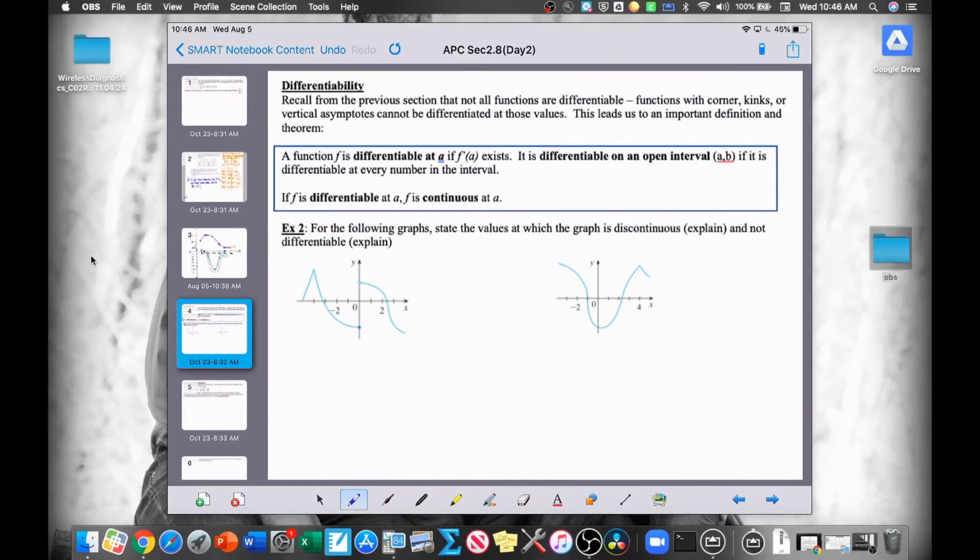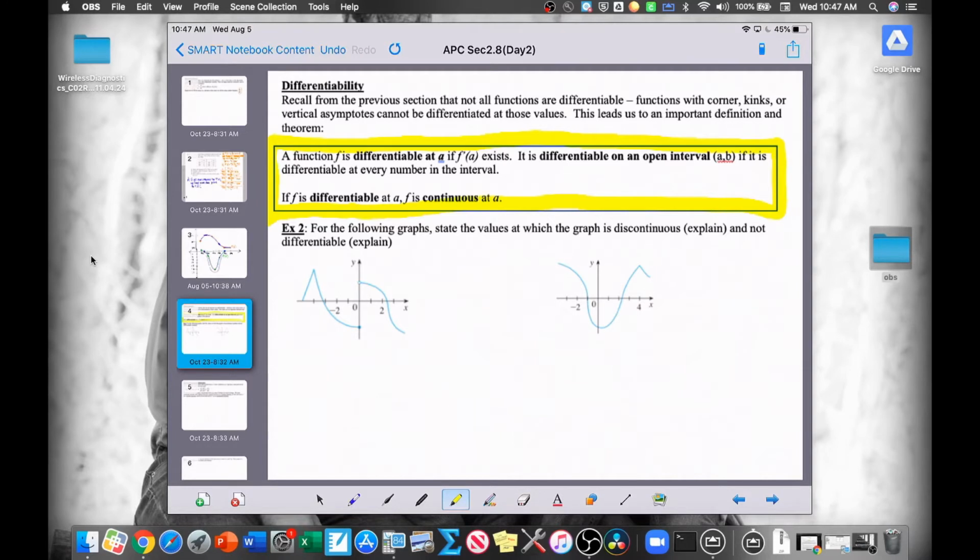So this leads us to an important definition and theorem. A function f is differentiable at a if f prime of a exists. It is differentiable on an open interval (a, b), so not square brackets, round brackets, if it is differentiable at every number on the interval.